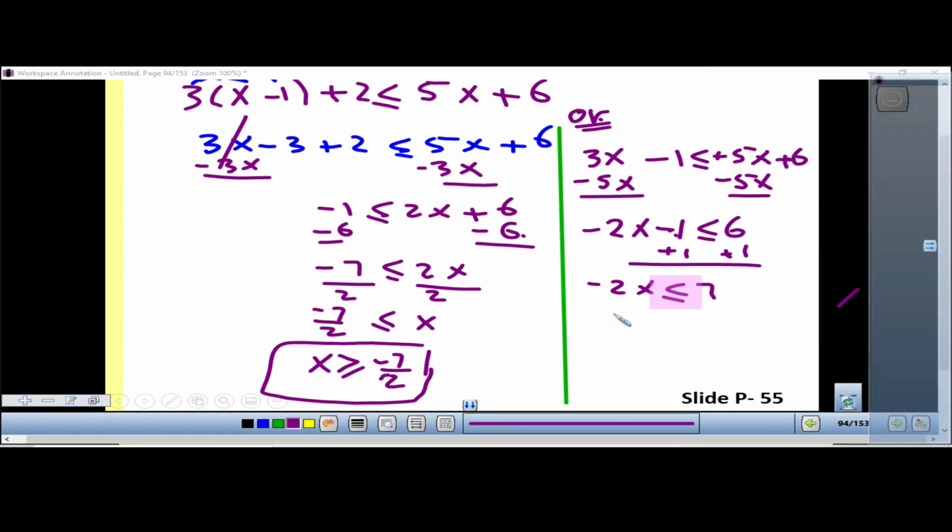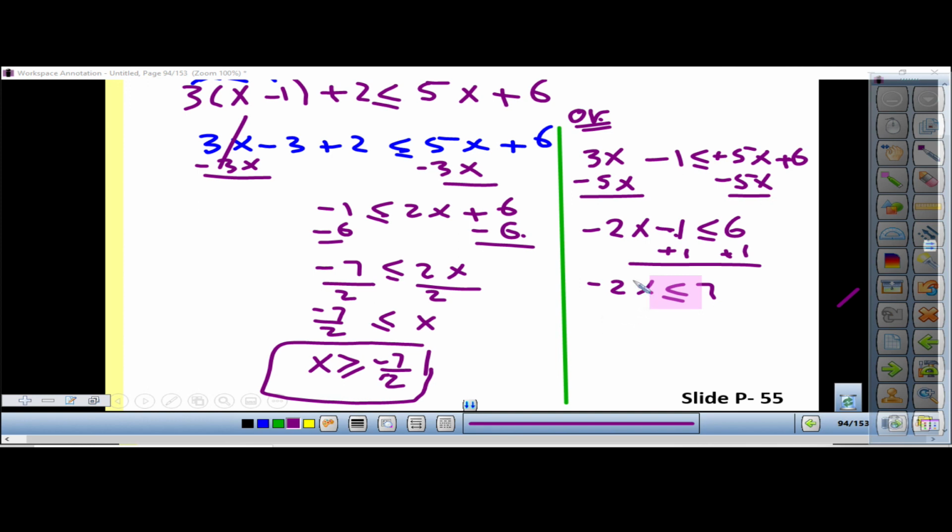Since now you have your coefficient, the number next to the variable, which is x. You've got negative 2 here. You remember, you wanted just x. So you're going to have to divide by negative 2. So this is what happens if you divide by negative 2. The inequality flips. It doesn't like it. This inequality flips. So that has to become now greater than or equal to the negative 7 over 2, and that's your x.